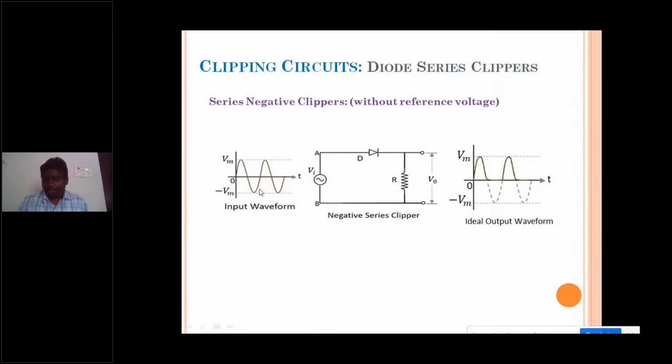But see, if I apply the negative half cycle, what will happen? If I apply the negative half cycle, the diode gets reverse biased. When it is reverse biased, it is open circuited. Output is equal to 0. That is why no wave is transmitted. I am drawing a line at exactly 0. So the negative part is clipped. That is why it is called negative clippers. But I am using a series version. That is why it is series negative clippers.